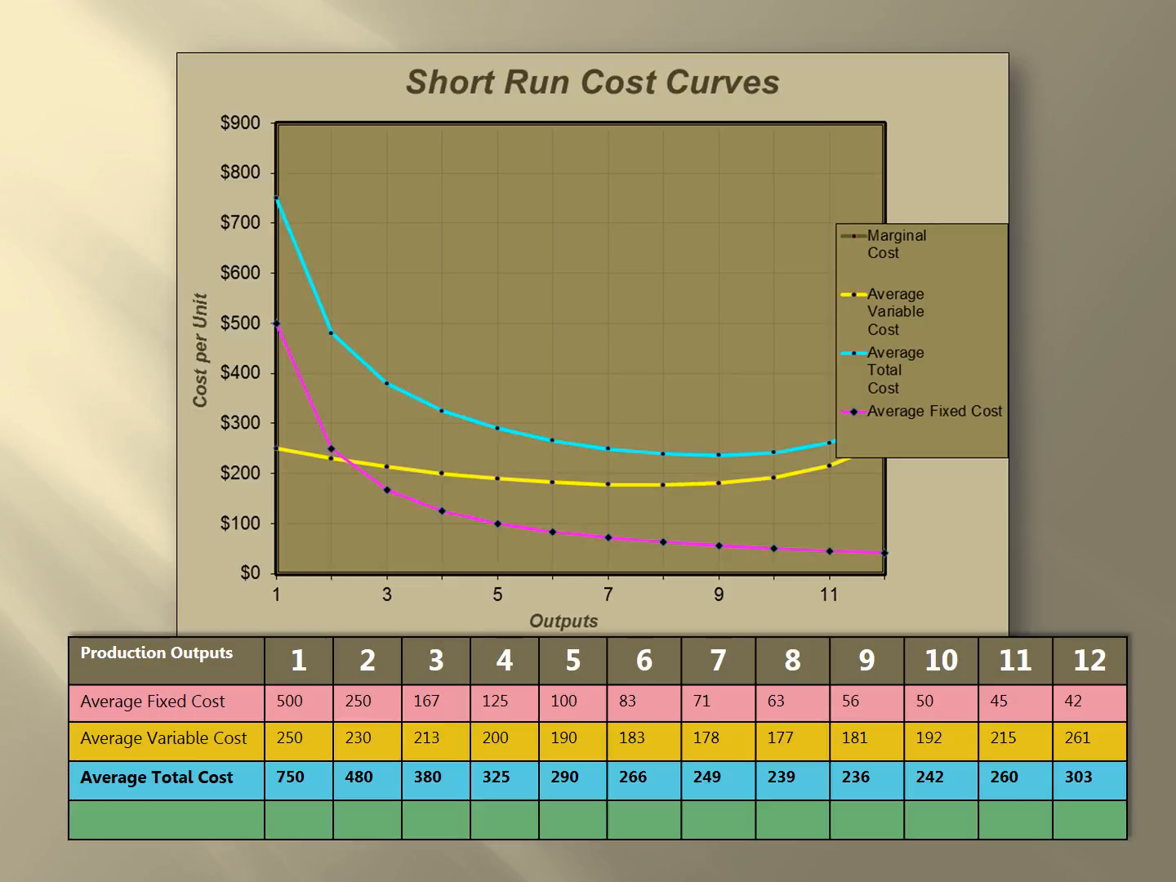Our average total cost is found by dividing total cost by the quantity of output produced. But because of the way averages work, we can also find our average total cost by simply adding our average fixed cost to our average variable cost. If you look in this example at 4 units of output, we can add the graph vertically. So our average fixed cost of 125 plus our average variable cost of 200 gives us an average total cost of 325.